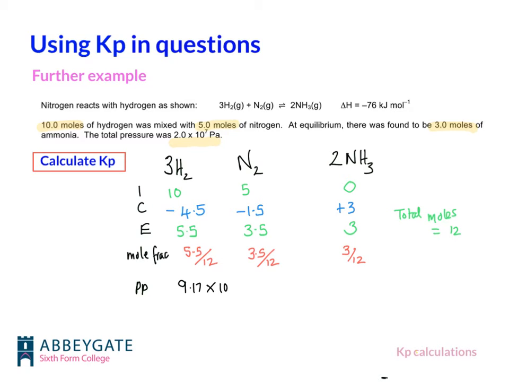So that comes out as 9.17 times 10 to the 6. And then the nitrogen is going to be 3.5/12 times 2 times 10 to the 7. So that's 5.83 times 10 to the 6. And the ammonia is going to be 3/12, again, times 2 times 10 to the 7. So that's going to come out at exactly 5 times 10 to the 6.